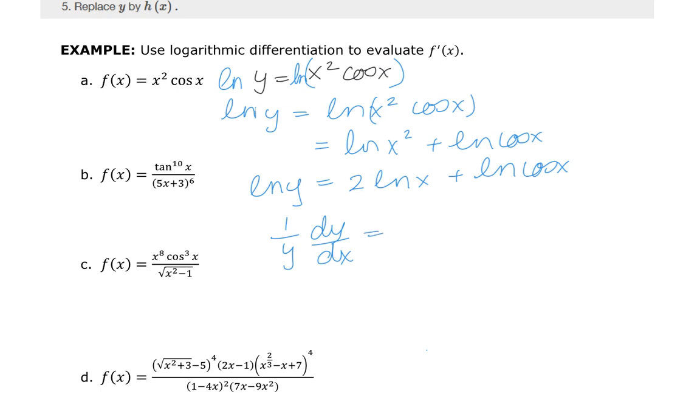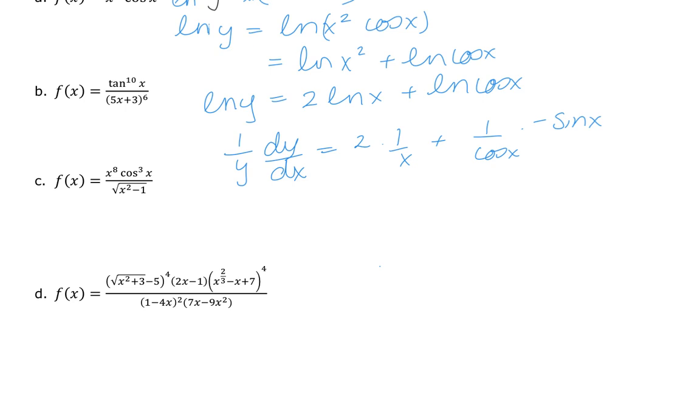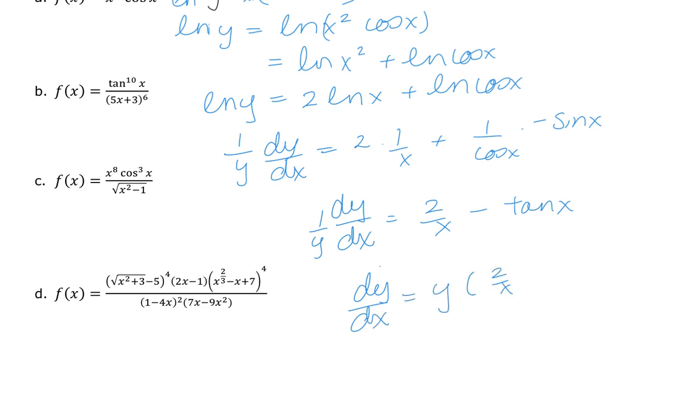And then this is going to be equal to 2 multiplied by 1 over x, plus 1 over the cosine of x, times negative sine of x. And so I end up with dy/dx times 1 over y equal to 2 over x minus the tangent of x. But I need to solve for dy/dx, so I need to multiply both sides by y. So dy/dx is going to be y multiplied by 2 over x minus the tangent of x.